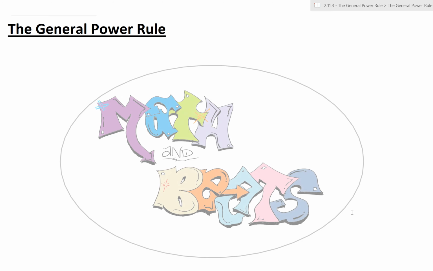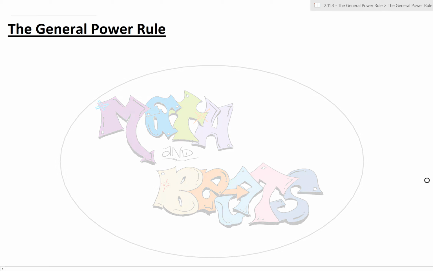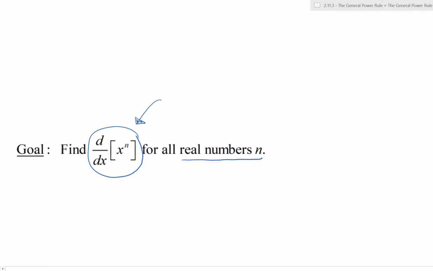Math and beats. This video, we're going to do it. We are going to generalize the power rule. Let's go. All right, so what we're going to do here is we're going to try to show that the derivative of a power function where the exponent is any real number n is what we might think it is.